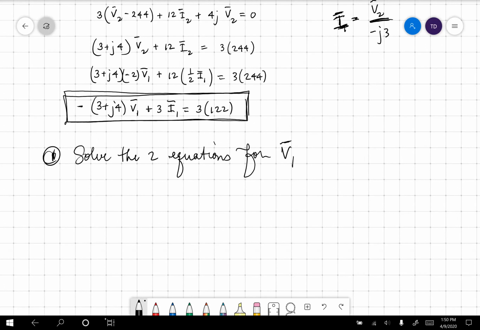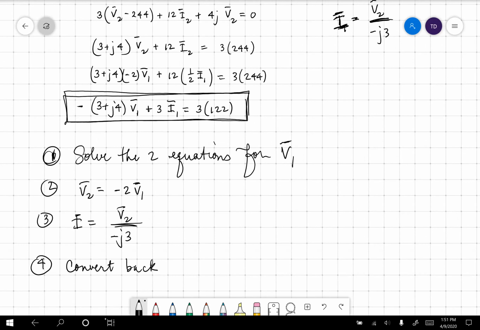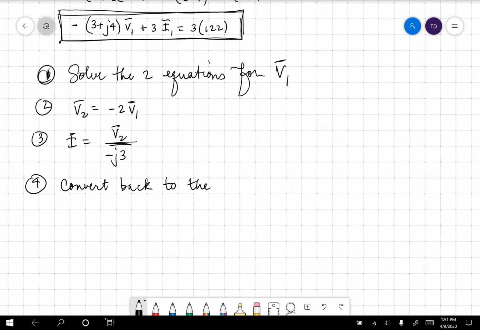Okay? 2. V2 equals minus 2 V1. 3. I equals V2 divided by minus J3. 4. Convert back to the time domain with the following.